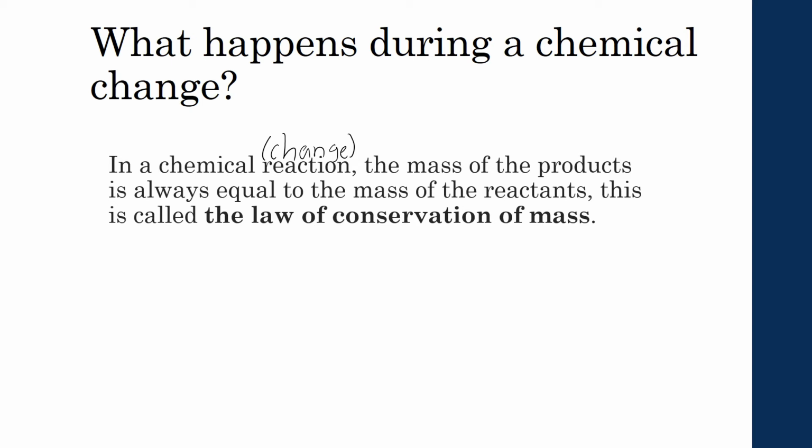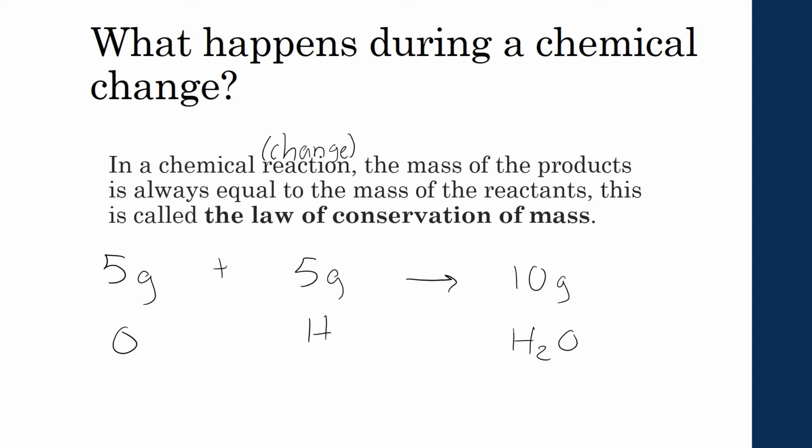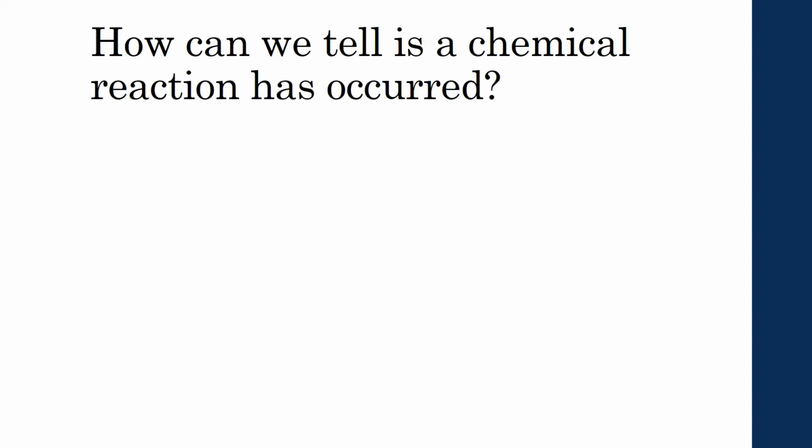Okay, the mass of the products is always equal to the mass of reactants, and we call this the law of conservation of mass. So if we had 5 grams of oxygen added with 5 grams of hydrogen, okay, we would end with 10 grams of water, because of how the law of conservation of mass works.